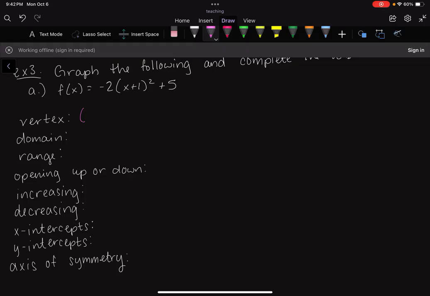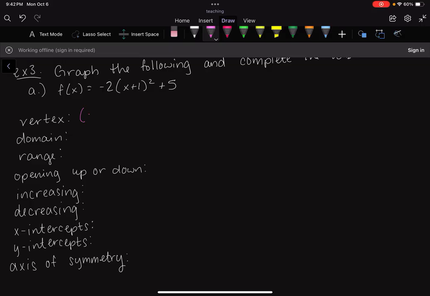X-intercepts, we talked about in 2. Can't remember exactly when that was. Was that 2.3, I believe? X-intercepts are when the y equals 0. Y-intercepts are when the x equals 0. And then this last one we actually haven't talked about, the axis of symmetry. So we'll get there. But a lot of this I do believe you could do on your own.